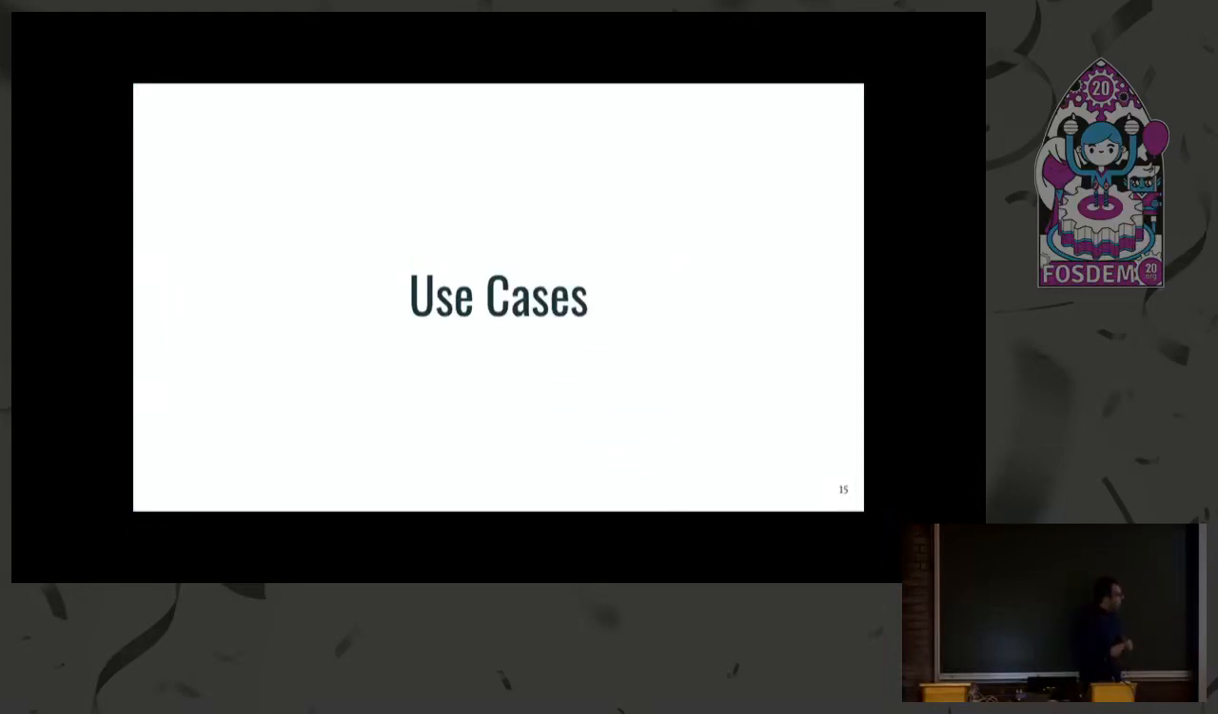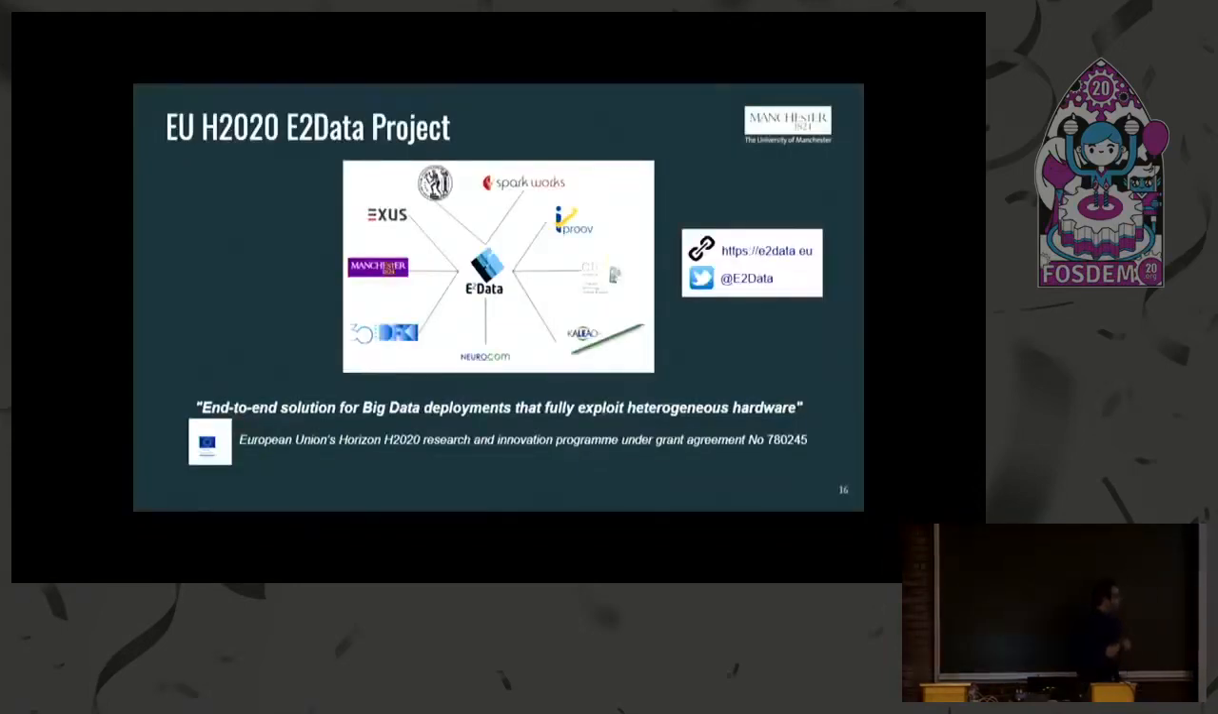Let's have a look at how Tornado has been applied in real applications. So, at first I have to say that Tornado is maintained under the umbrella of the European Horizon 2020 project, the E2Data, which has as objective to create an end-to-end solution for big data frameworks that want to target heterogeneous computing nodes.